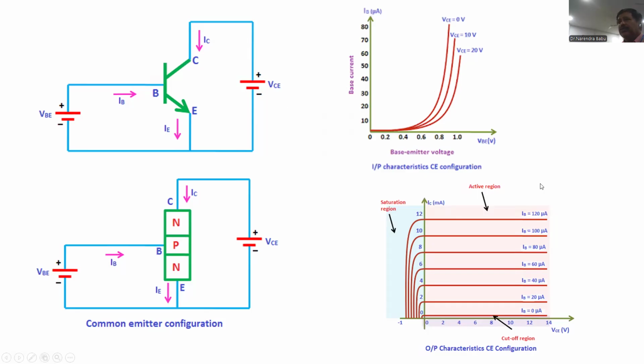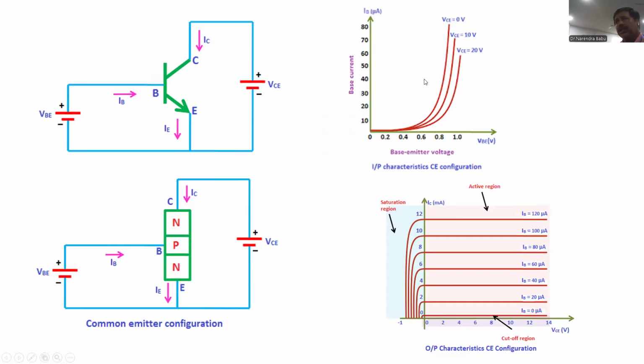And coming to the input and output characteristics, while calculating the input characteristics, that means between IB and the voltage between base and emitter, that is VBE, the output voltage, that is VCE, is constant. At the same time, when you're studying the output characteristics, that is between VCE and IC, the input current IB is constant. So let's look at the graphical representation.